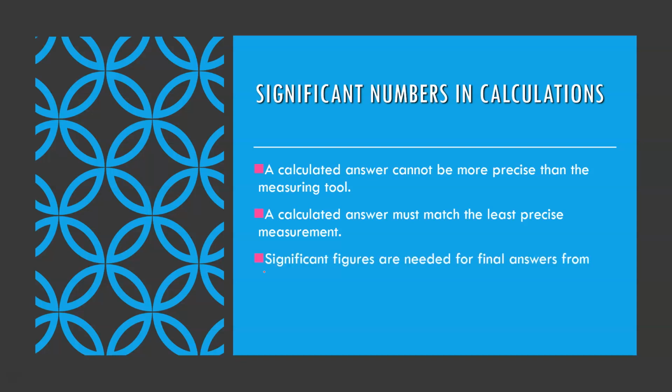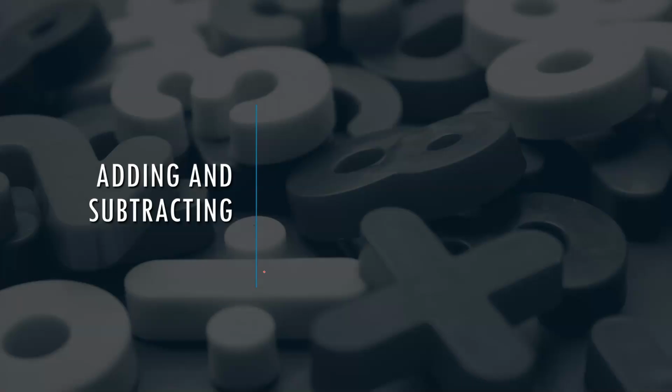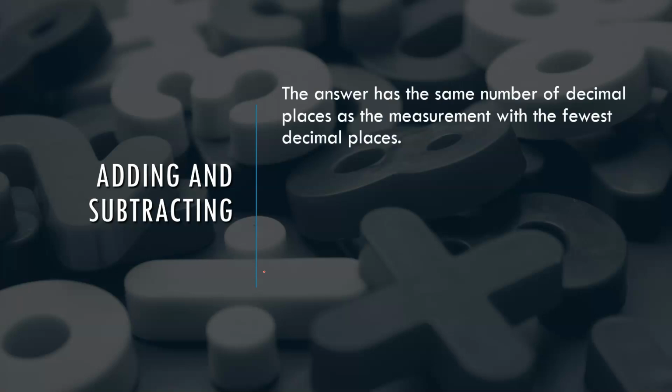So we can only be as sure as our least good measurement. Significant figures are needed for final answers from adding or subtracting or multiplying and dividing. So if you are having to do some sort of math, significant figures come into play. So let's talk about adding and subtracting. The answer has the same number of decimal places as the measurement with the fewest decimal places.